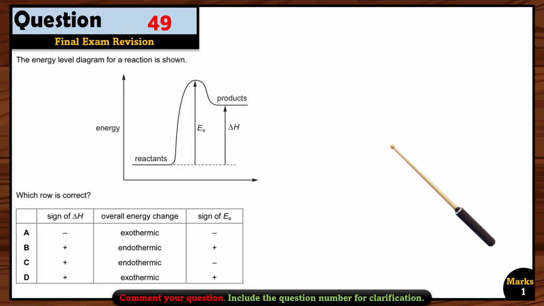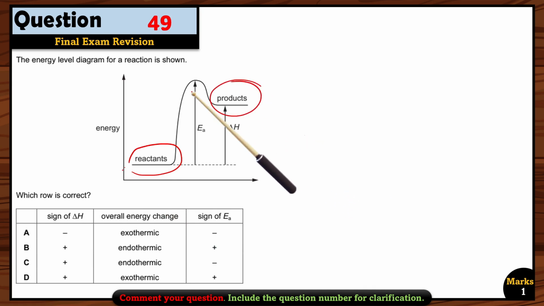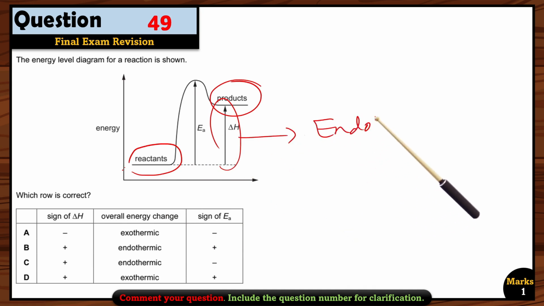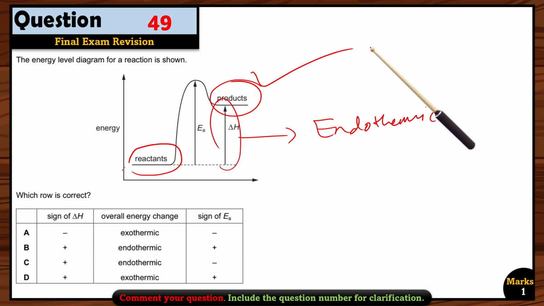Again, let's see this question. The energy level diagram for a reaction is shown. Which row is correct? First of all, let's define this diagram. Is it an endothermic diagram or exothermic? If you see, the reactants are below and the products are at the top. And if you see, the delta H direction is also upward. So this is an endothermic picture. Why? Because the products are at higher energy level and reactants are at lower energy level. They gain a lot of energy, and the products have not released much energy, so that's why the products have more energy, and this diagram is of an endothermic reaction.